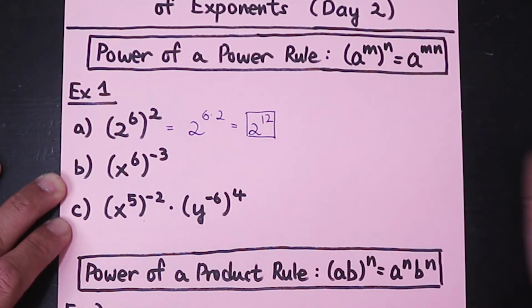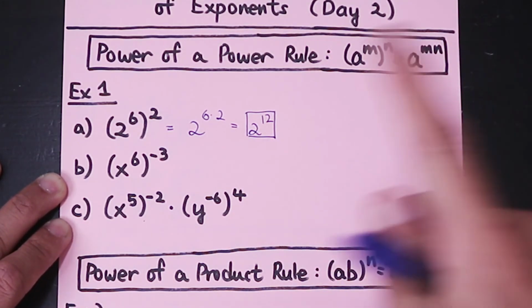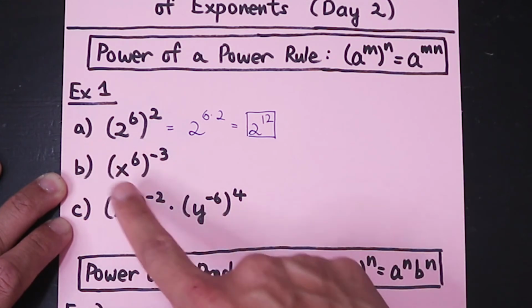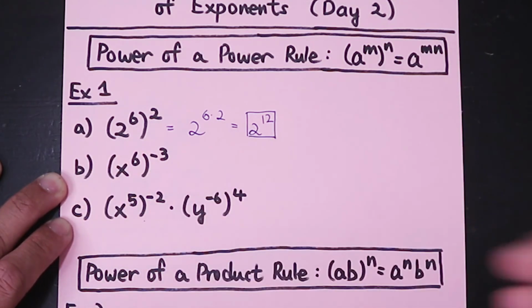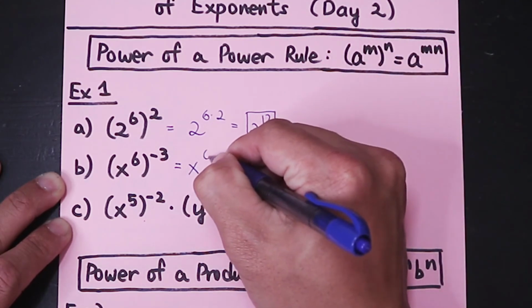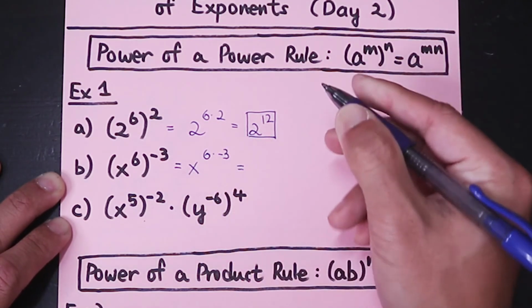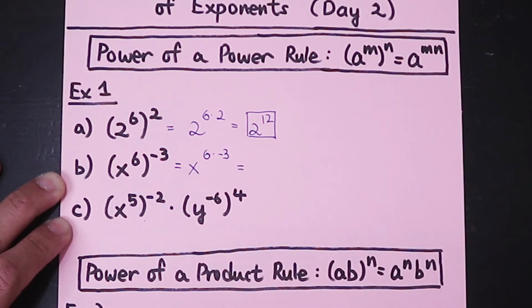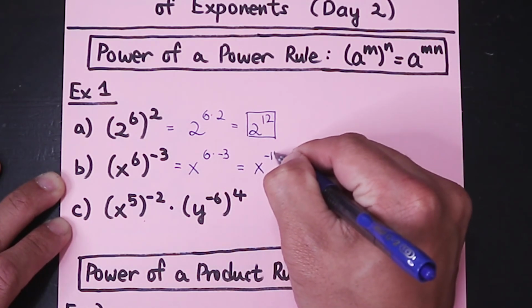And then that's it. Very, very easy, isn't it? Then, in another example, part B, if you have x to the 6th power raised to negative 3rd, you do the same thing. So you keep the base x the same, and you do 6 times negative 3. So remember, positive times a negative is negative. So I have x to the negative 18th power.